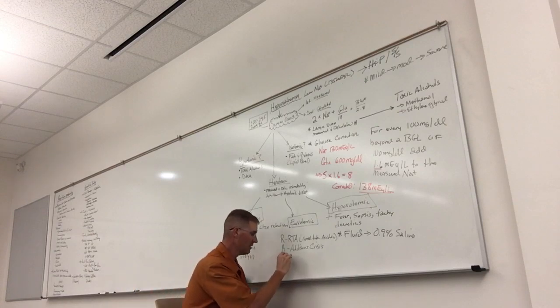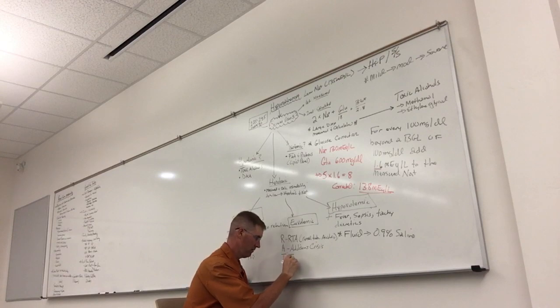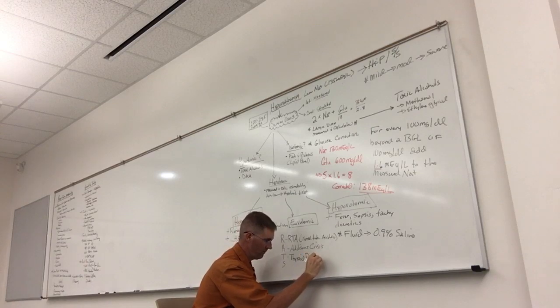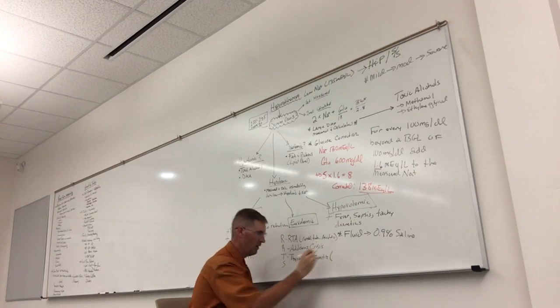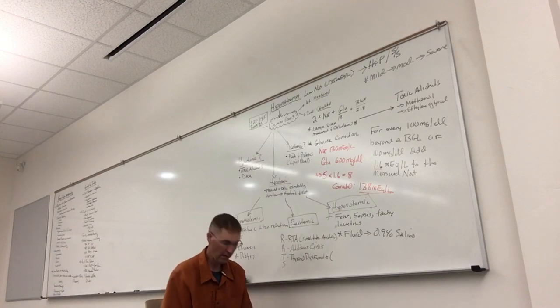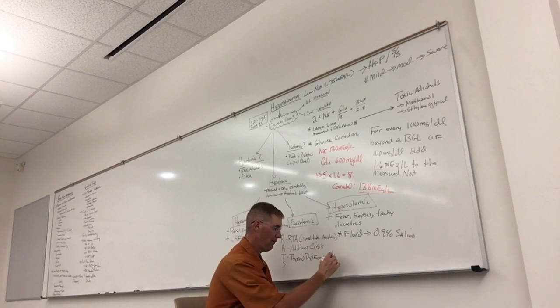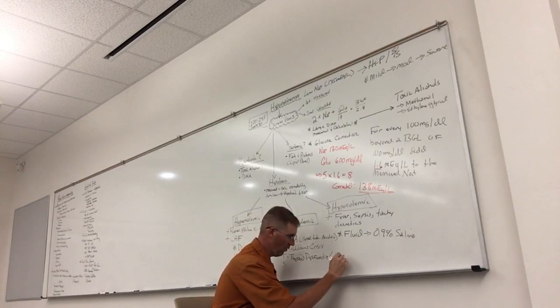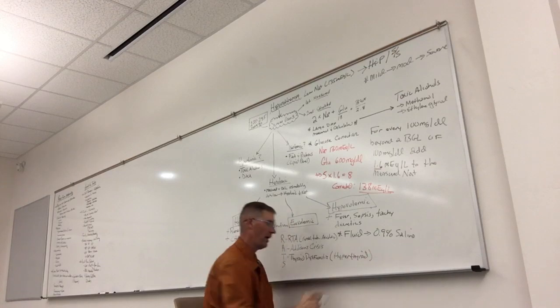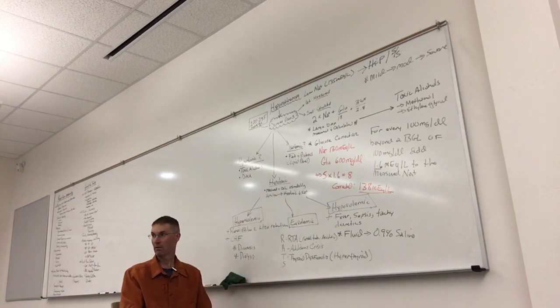The T is thyroid problems. Thyroid dysfunction. Typically, the type of thyroid dysfunction that tends to cause euvolemic hyponatremia is hyperthyroidism, not hypo. Hyperthyroidism, right? Graves' disease, or the life-threatening manifestation of that, which is something called thyroid storm or thyrotoxicosis.